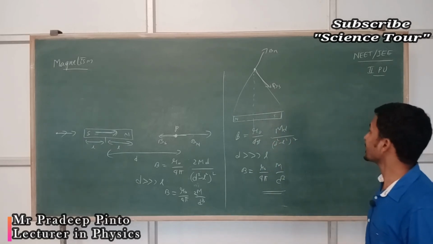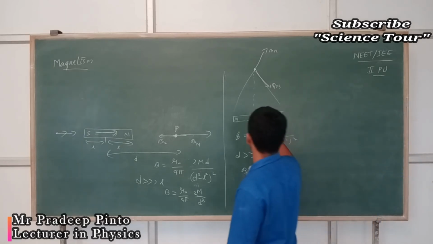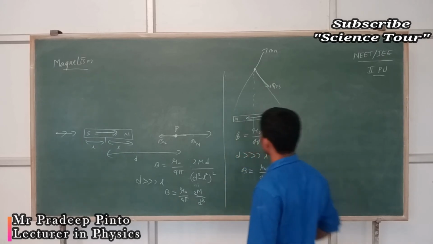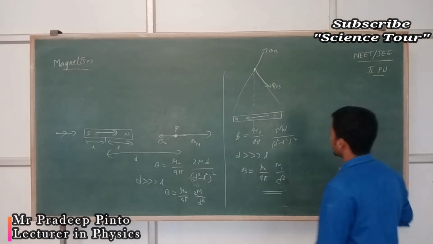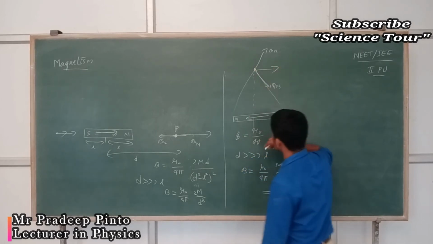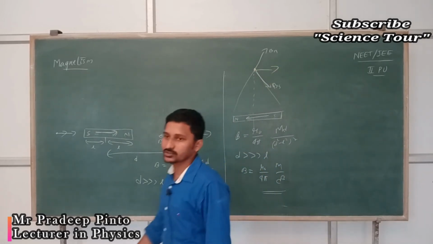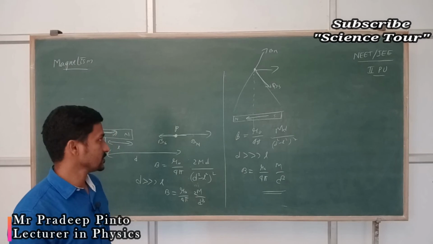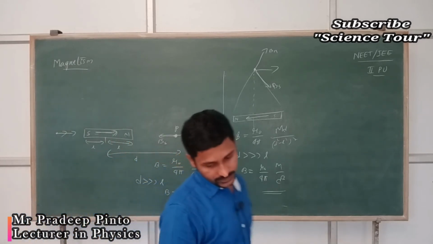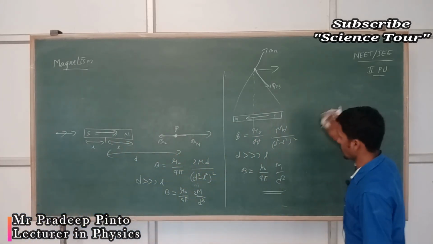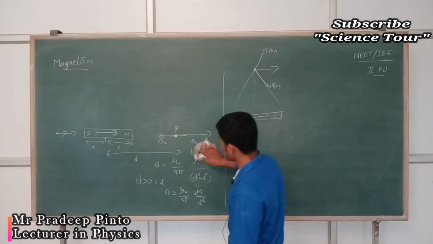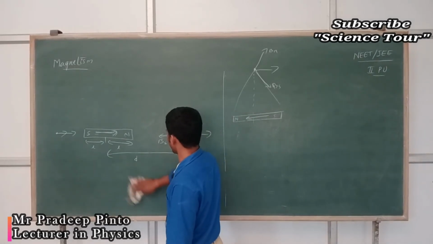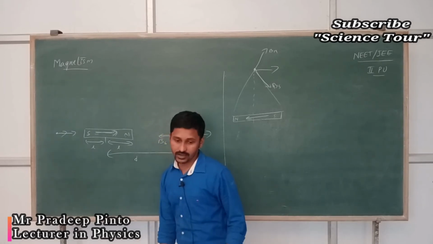But what is the direction? The direction of the magnetic field on the equatorial plane: the magnetic moment is from south to north, but here the direction is opposite to the magnetic moment. We have studied the magnetic field on the equatorial line as well as on the axial line.